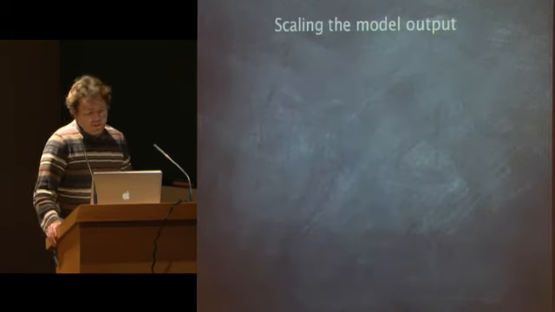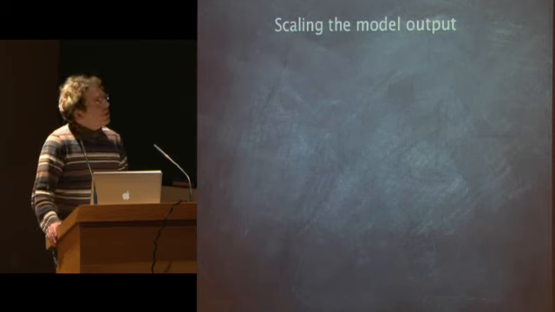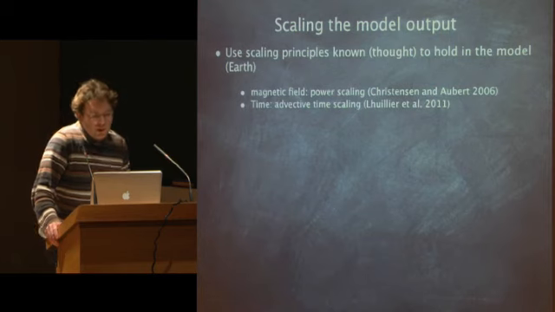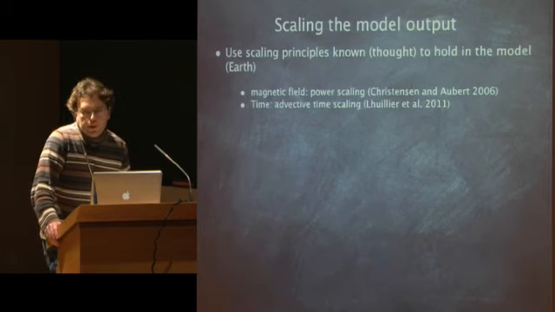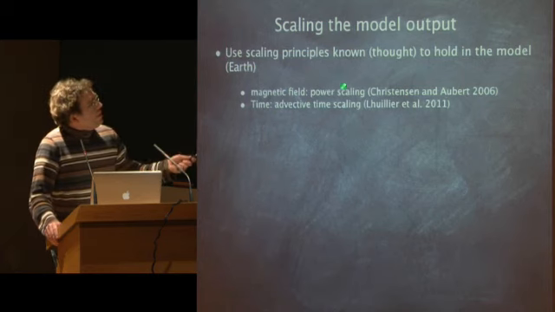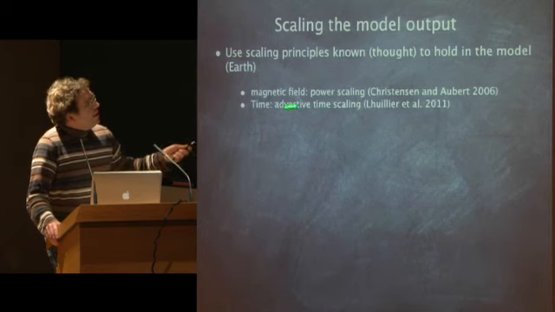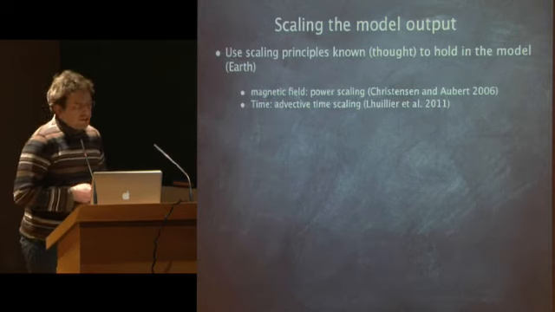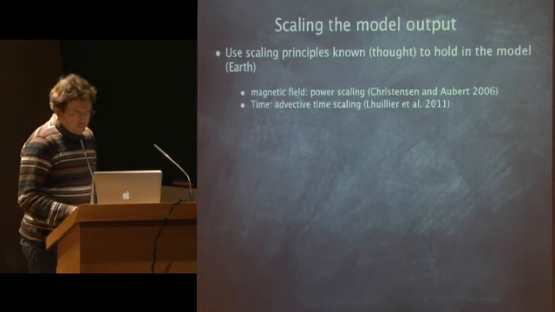As an example of the scaling relationships that I mentioned in the previous slide, we know now how in a typical dynamo system the magnetic field amplitude scales with the available power, which is made available by the thermochemical convection occurring in the Earth's core. And we also know how to scale the time of the model in such a way that the advective time of the model will match the advective time of the Earth. So these are these two studies here.